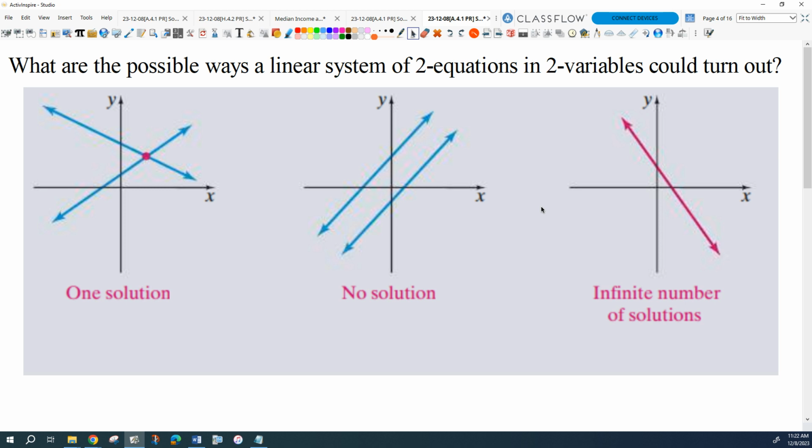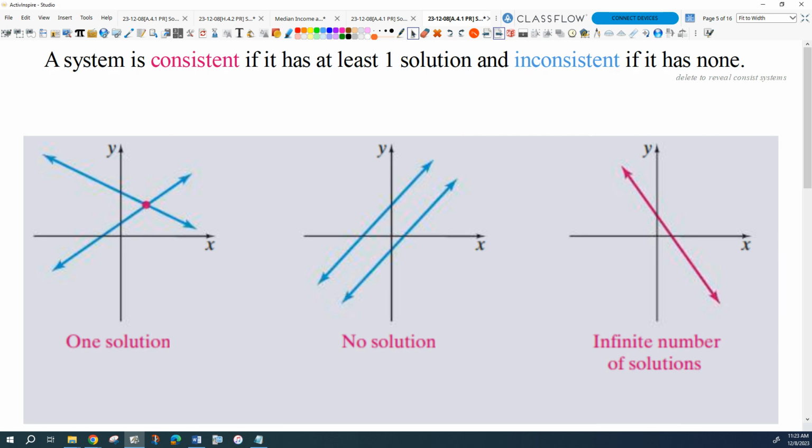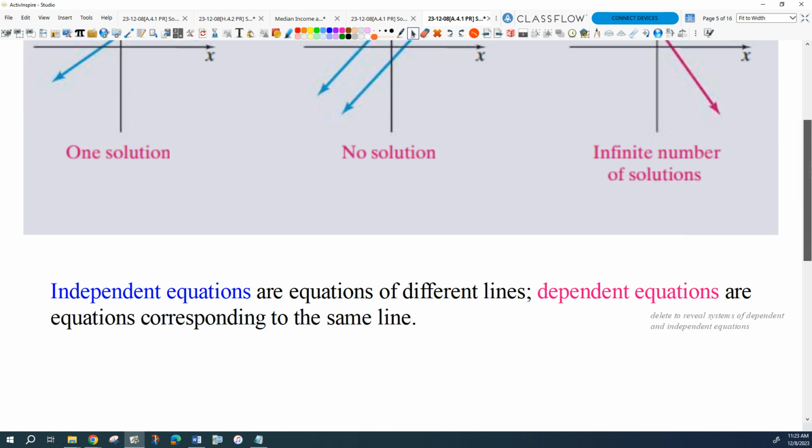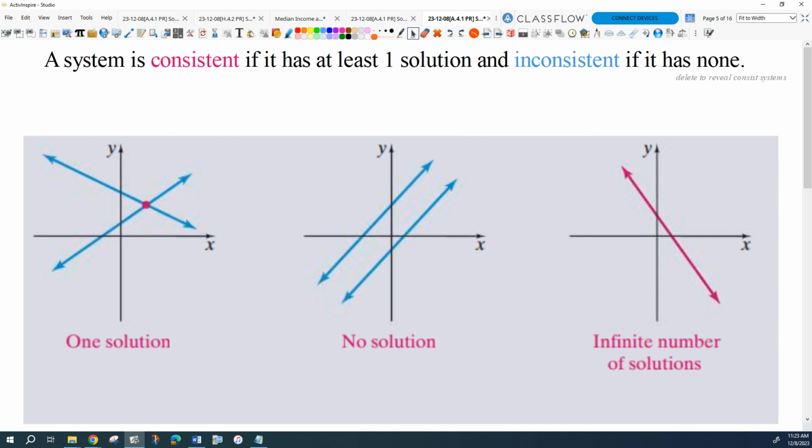So what's the terminology we can use to describe this stuff? Well, there's two words we use. We talk about dependence and consistency. A system is consistent if it has at least one solution. It's inconsistent if it has none. So what do you think? Thumbs up or down? Consistent? Thumbs up. It's got at least one solution. Consistent? No, that's inconsistent. No solutions. Consistent? Yes, because it has at least one solution. In fact, it has more than one, an infinite number. But it is consistent, though, because it has at least one.